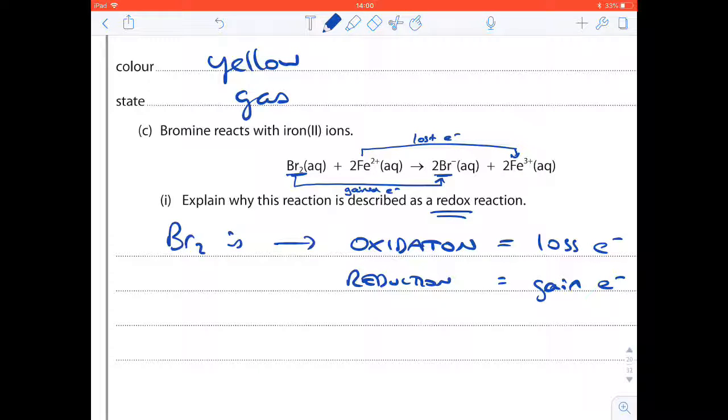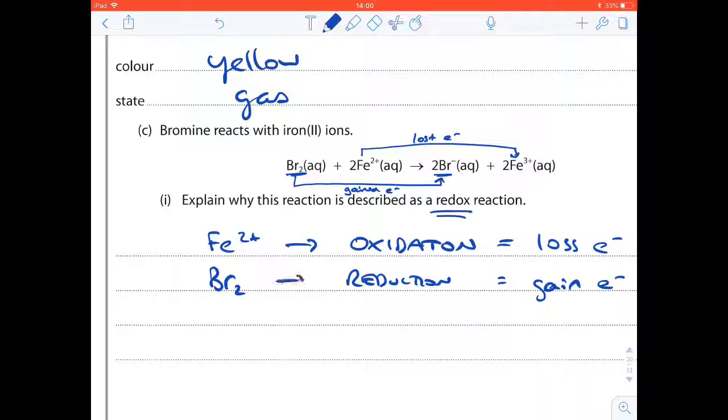And to get the marks of the question, you just have to say that Fe2+ undergoes oxidation and Br2 undergoes reduction, i.e. the bromine gains electrons and the Fe2+ loses them.